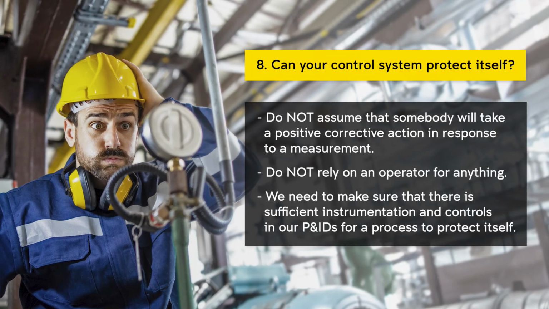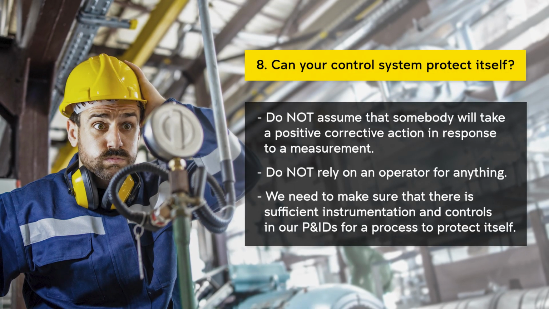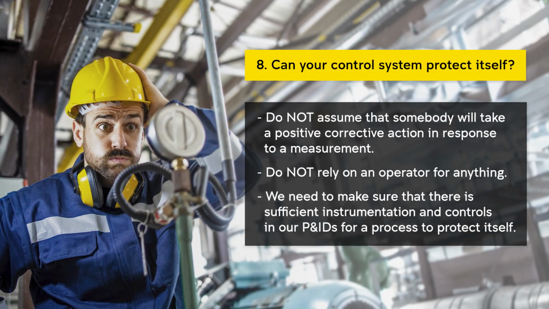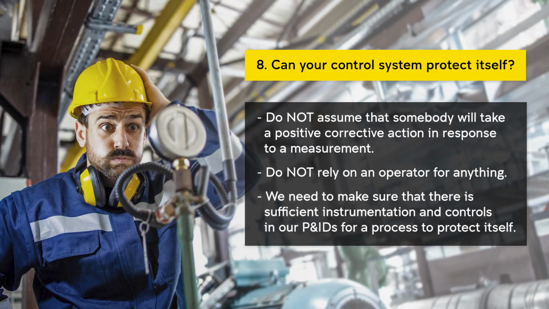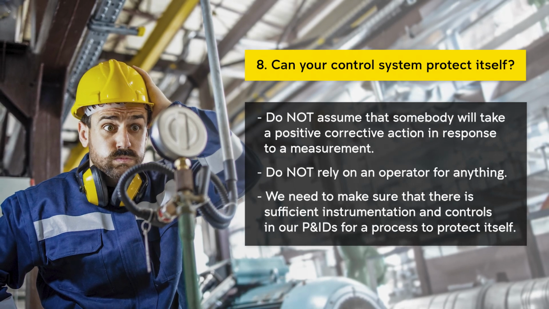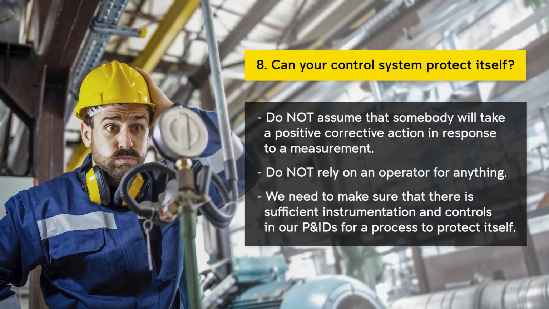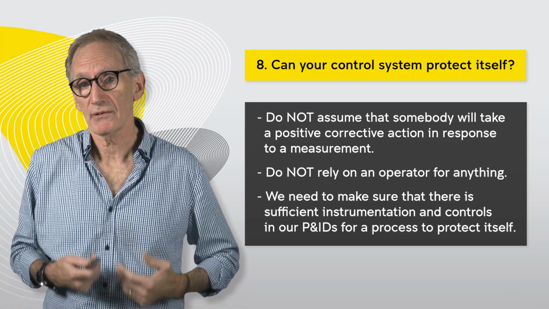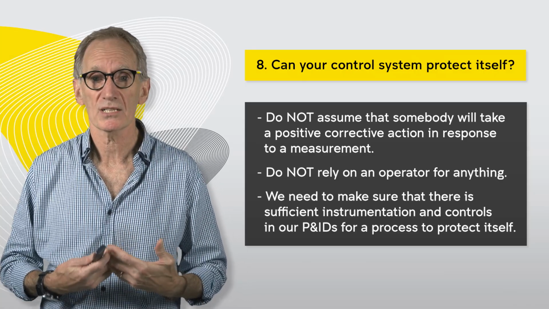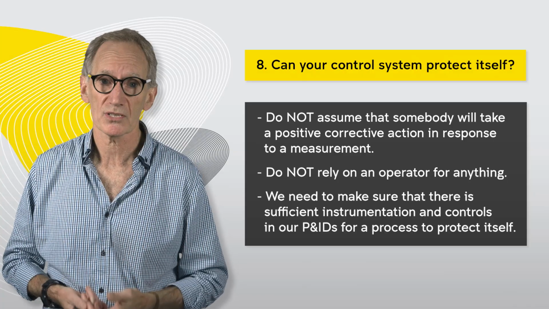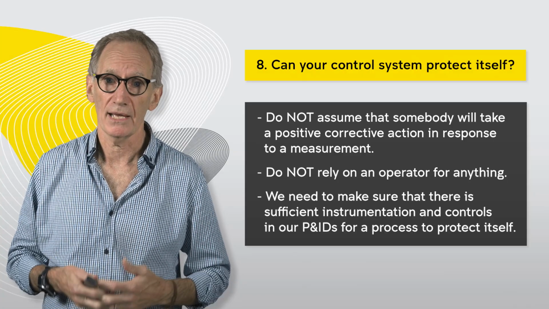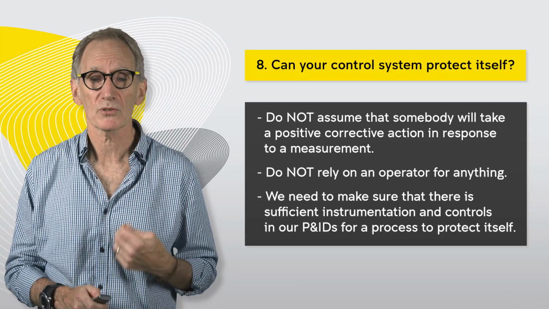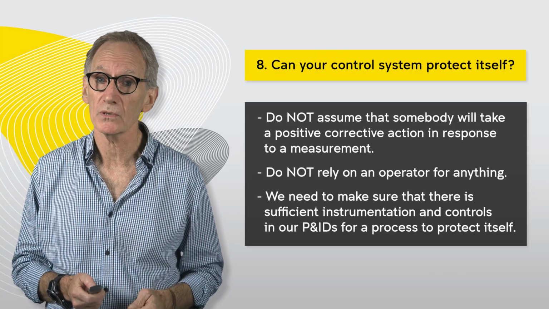That assumption that somebody will take a positive corrective action in response to a measurement is vastly overestimated. So you cannot rely on an operator for anything. Now, that needs to be reflected in our P&IDs. We need to make sure that there is sufficient instrumentation and controls in there for a process to protect itself. And so these are a key thing that is overlooked often. People assume that an operator will do more than they will.